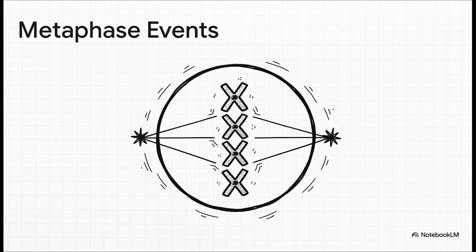Notice how they reach out and lock onto these specific protein structures called kinetochores right at the center of the chromosomes. Once they're attached from both sides, they play this intense microscopic game of tug-of-war until all the chromosomes are perfectly aligned right down the middle, creating what we call the metaphasic plate.